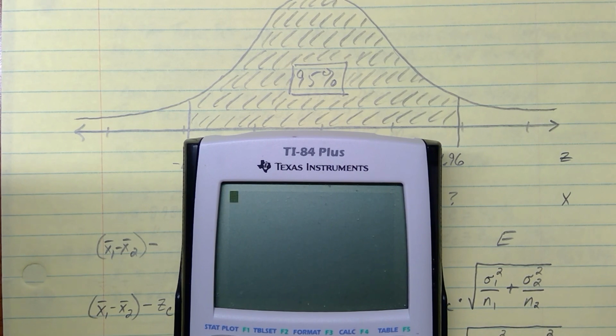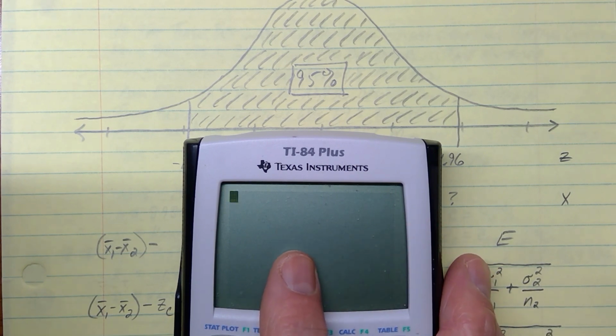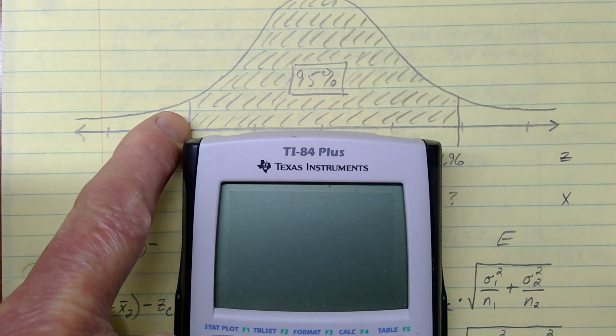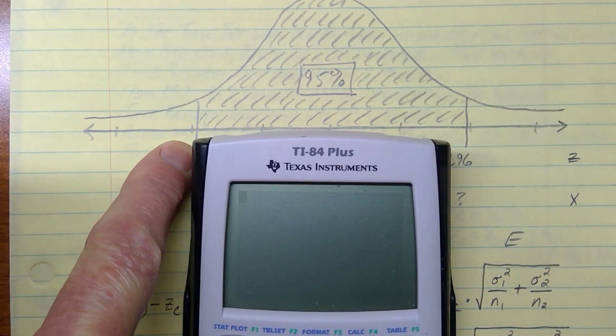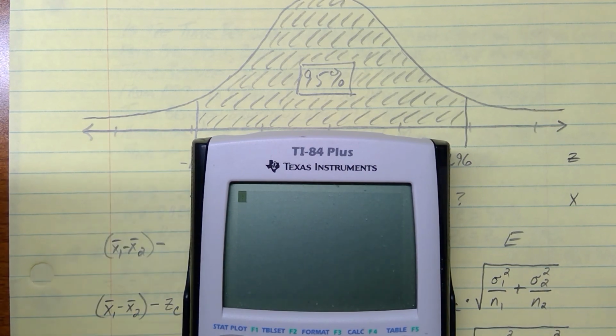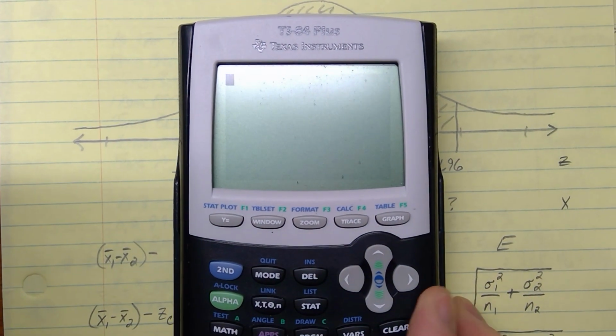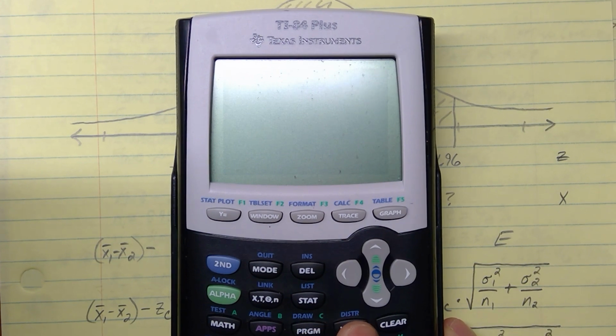All right, and then finally, I want to show you how I got the really exact Z number on my calculator. So remember, this is 2.5% to the left. So I'm looking up what Z number produced 0.025. And your 84 will do that. It's under here, under distribution, this right here.